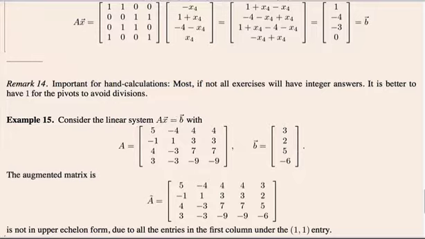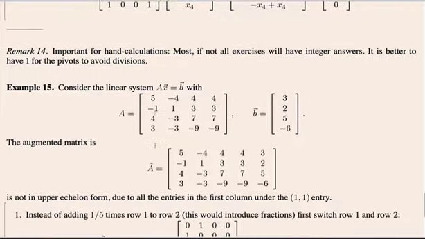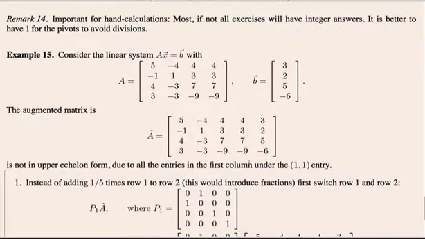So let's see this AX equals B linear system where A is this 4x4 matrix, B is a 4 vector. For the augmented matrix, we put together the A matrix with the right-hand side vector into a bigger matrix. This is far from being upper echelon form. We have all these non-zero entries under the 1-1 entry. This shouldn't be there.